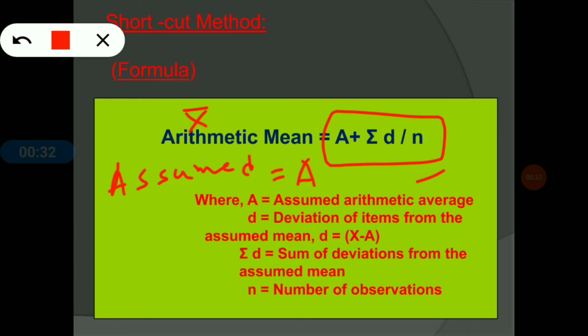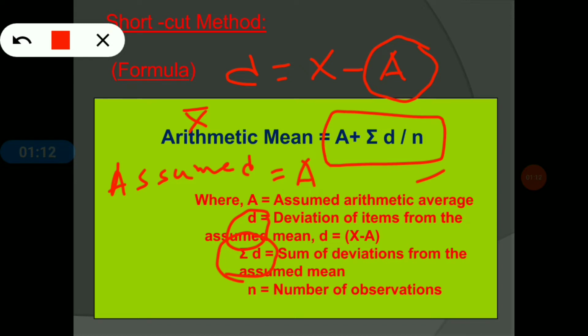Now go to the d. So d is the deviation of items from what? From the assumed mean. That's why d equals x minus capital A, where x means the variable of x and A is the assumed mean. Now go to the third point, that is summation d. Summation d means the sum of deviations, the sum of all the deviated values. And we all know that n is the number of observations in arithmetic mean.